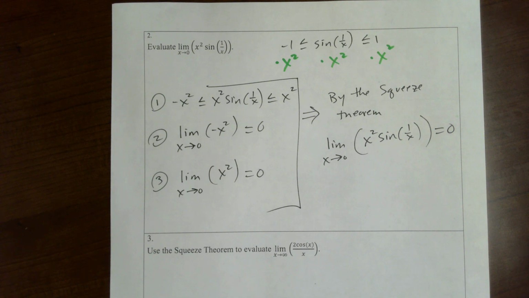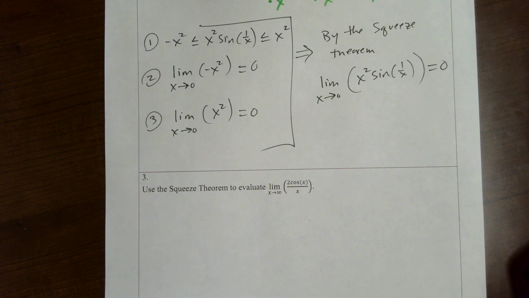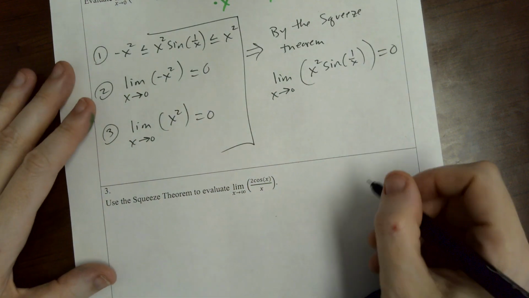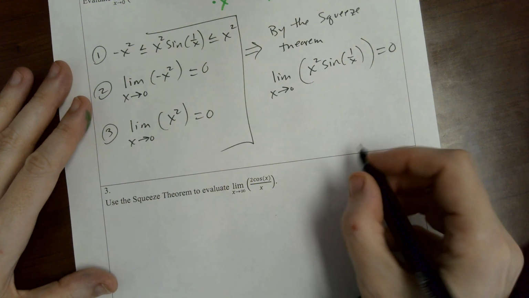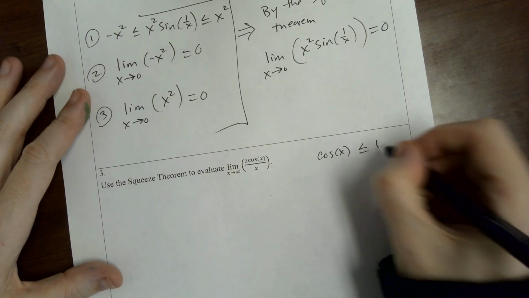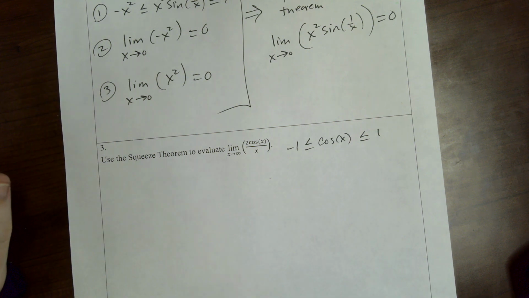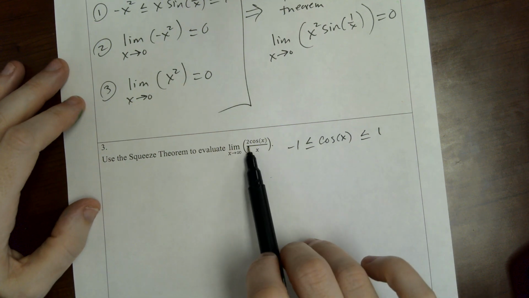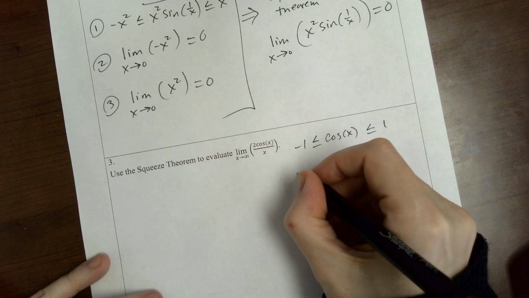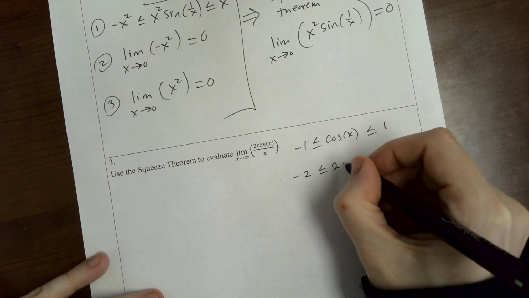Now let's do this one. Use the squeeze theorem to evaluate that. I'm going to start off with the cosine. I've got cosine of x, and I know that is less than or equal to 1 and greater than or equal to negative 1. Now, instead of just a cosine, I want 2 cosine. So I'm going to multiply every part of the inequality by 2, which is positive, and I get negative 2 is less than or equal to 2 cosine, which is less than or equal to 2.